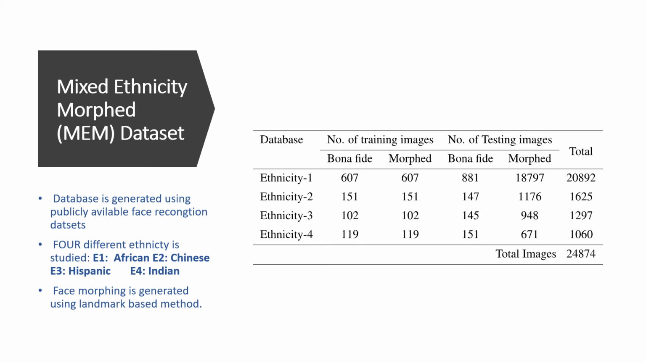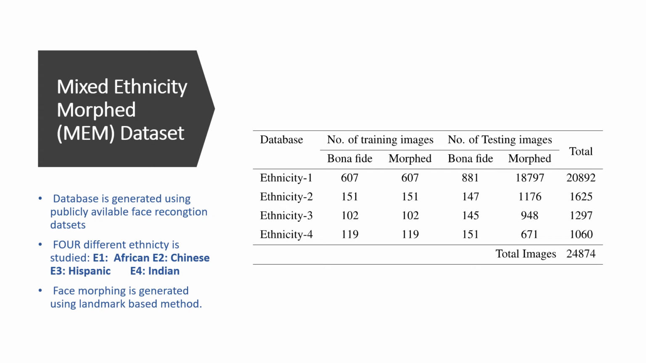analyze the data, we came up with a new database, which is constructed using several publicly available databases. In this work, we analyze 4 different ethnicities. Ethnicity 1 is African, ethnicity 2 is Chinese, ethnicity 3 is Hispanic, and ethnicity 4 is Indian. The morph images are generated using the landmark based method, considering its easiness and flexibility, and also because the vulnerability of such a morph generation is quite high.